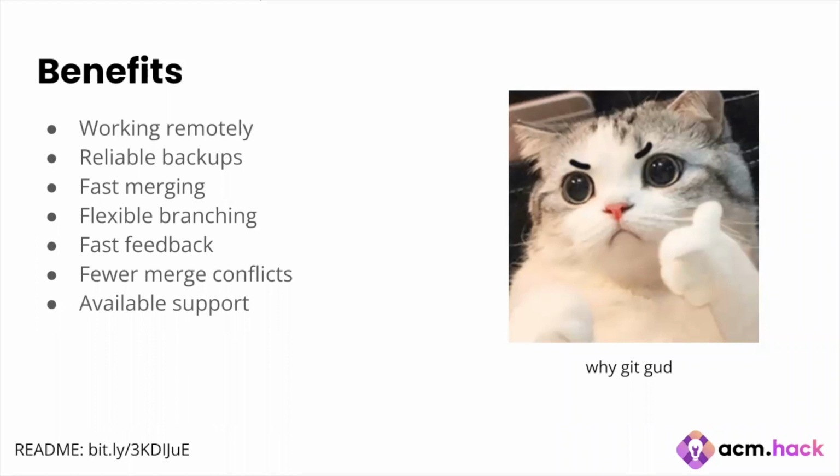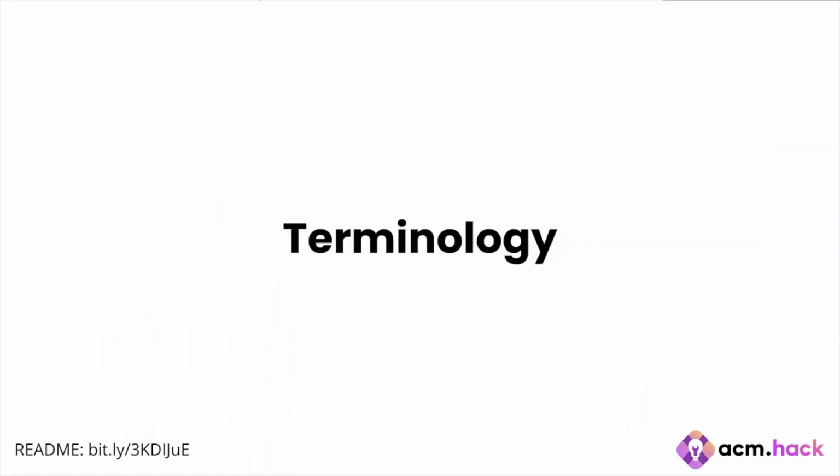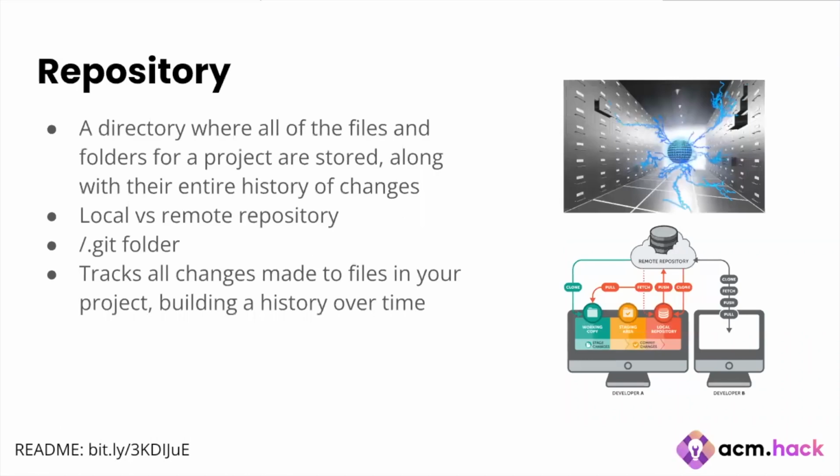Since you understand what the benefits of using Git are, let's talk about the terminology we've come across, such as pull, commit, branch, and merge, that you might not understand just yet. To start off, let's talk about a repository. A Git repository is a directory where all of the files and folders for a project are stored, along with their entire history of changes. There are two kinds of repositories, a local and a remote repository. A local repository is a copy of the Git repository stored on your local machine, while a remote repository is a copy of the Git repository stored on a remote server.